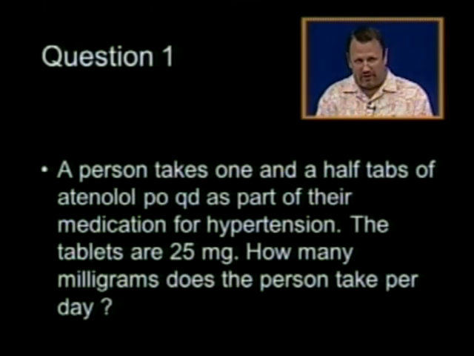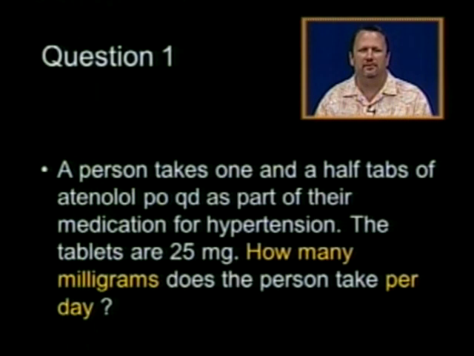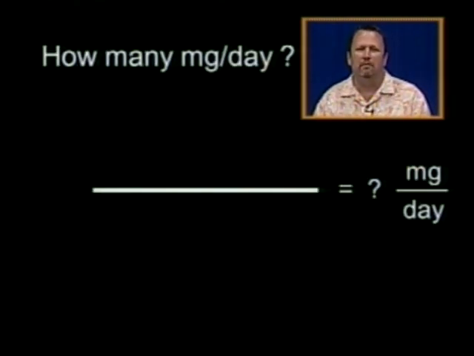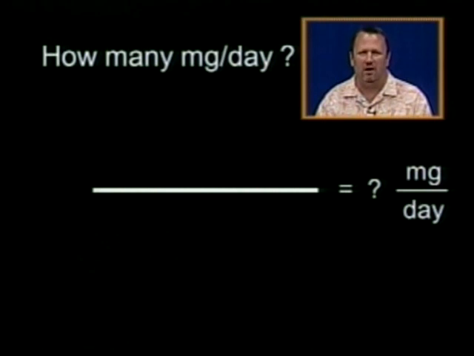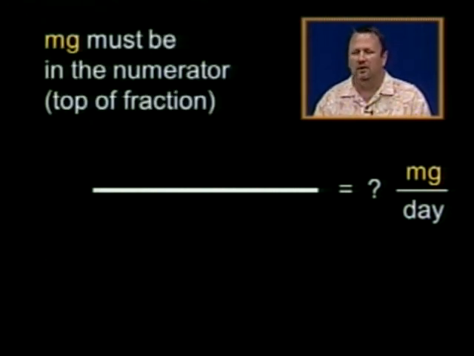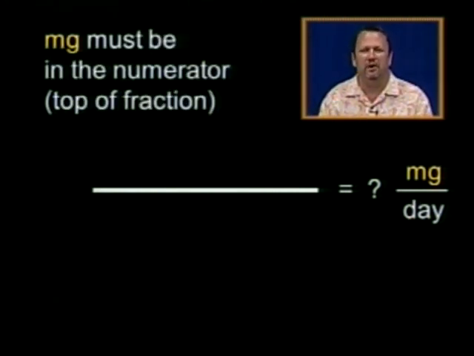The tablets are 25 milligrams. How many milligrams does the person take per day? So that's where milligrams per day comes from. Notice milligrams is on top and some kind of time is on the bottom. Because milligrams is on top, milligrams must be in the numerator, the top of the fraction, when we set this equation up.